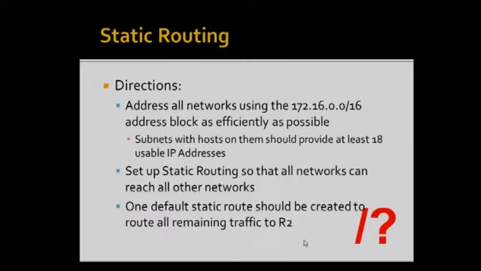So we've configured the lab to use that address block as efficiently as possible, keeping in mind the requirement of 18 addresses. So that called upon your subnet knowledge. So that was good practice. And we explored static routing so that all networks could reach other networks. And we finally created that default static route to route all remaining traffic to router 2, which would be the configuration you would want to do in the event you wanted to configure the internet connection, things like that.